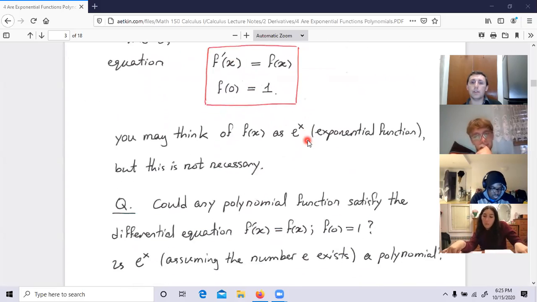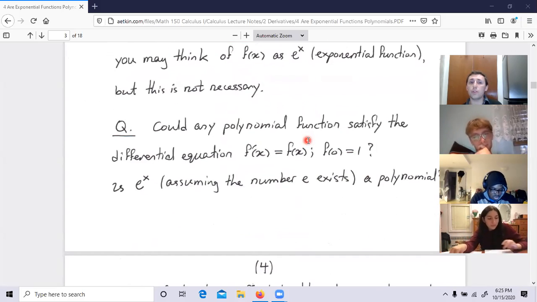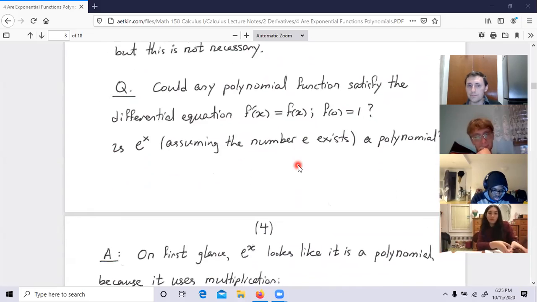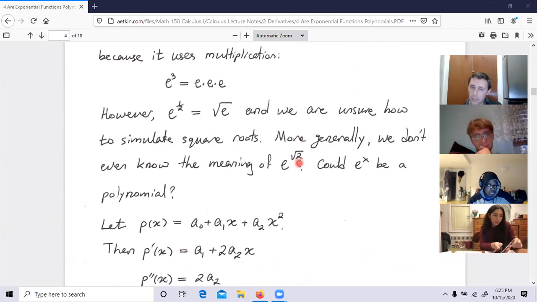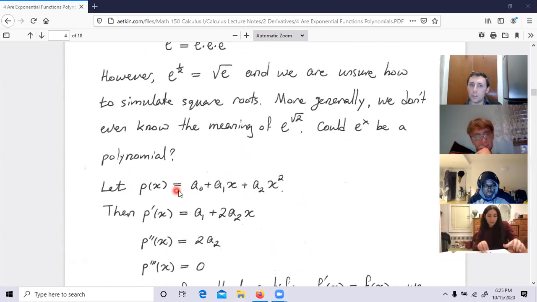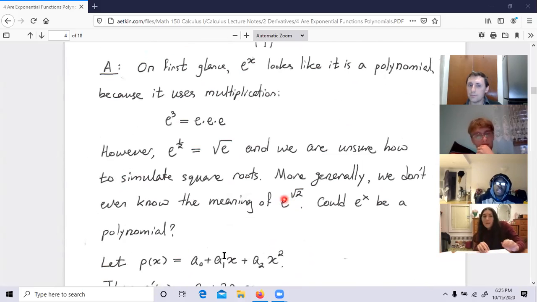So then again, we investigated whether or not the function, if you cannot think abstractly, think of e to the x, could it be a polynomial? Okay, and then we verified whether it could possibly be a polynomial of degree 2. You remember, guys, from last class? Let me know, could it be a polynomial of degree 2 or less?